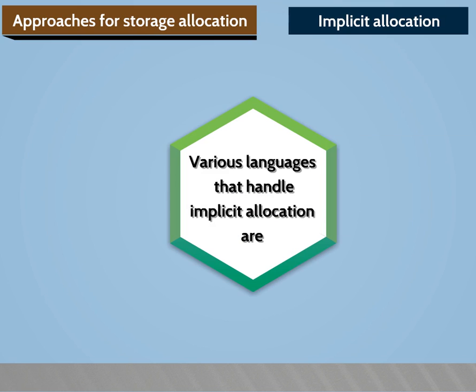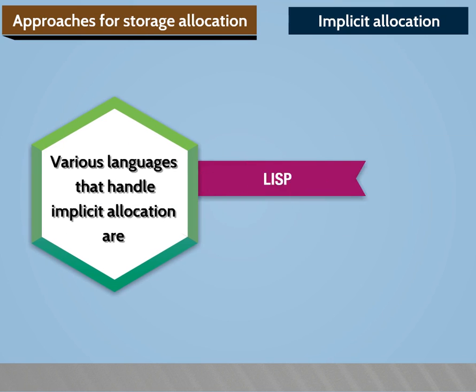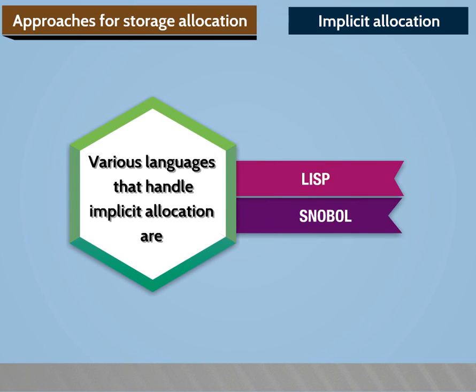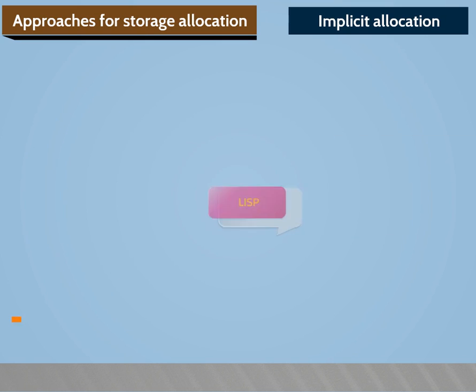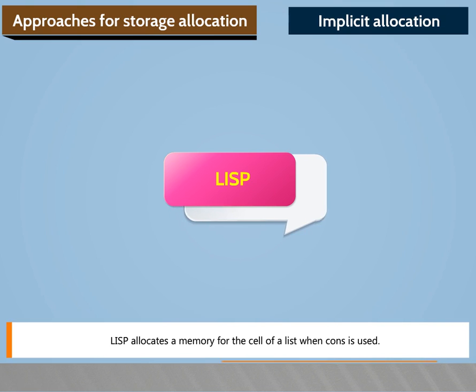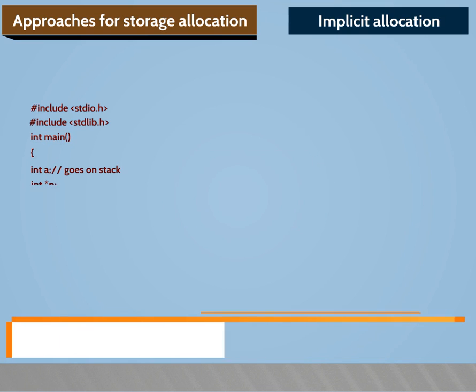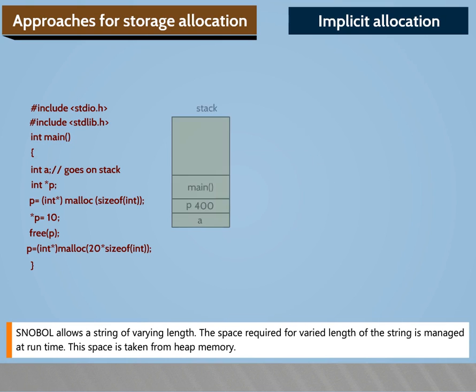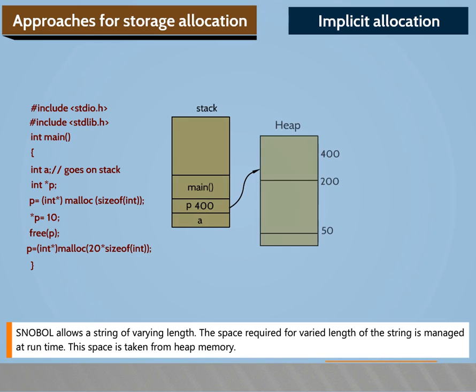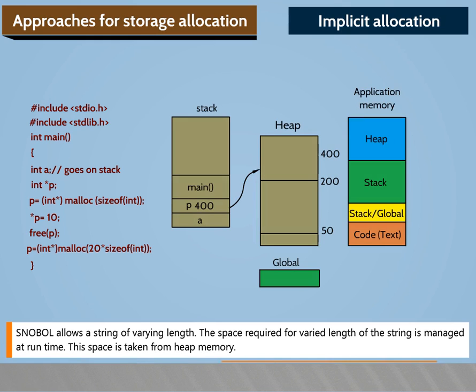Various languages that handle implicit allocation are LISP and Snowball. LISP allocates memory for the cell of a list when cons is used. Snowball allows a string of varying length. The space required for the varied length of the string is managed at runtime. This space is taken from heap memory.